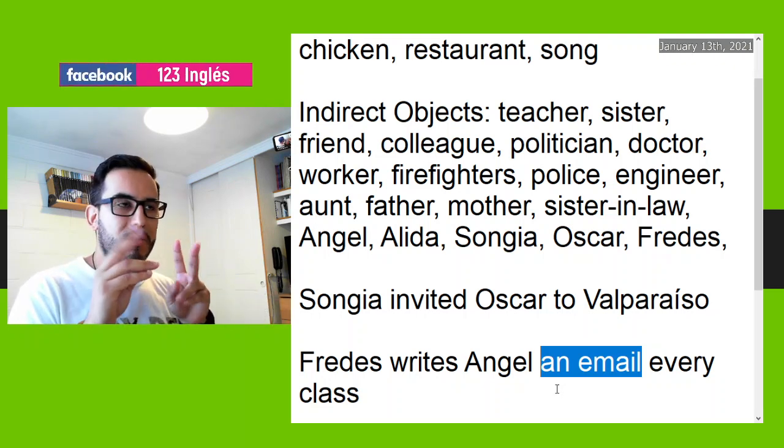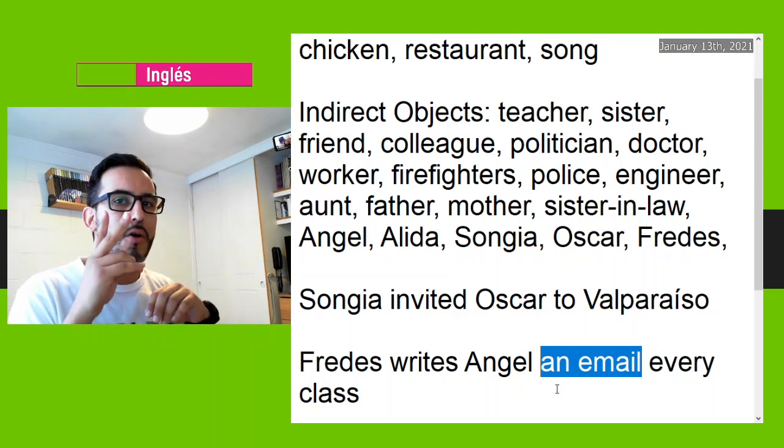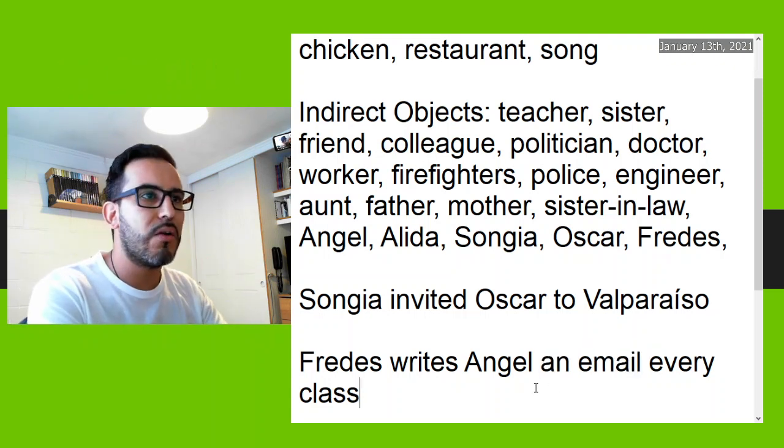So we have two options. Esto es súper importante, lo voy a decir en español. Tenemos dos opciones para ordenar esta oración. Se las voy a mostrar a continuación.